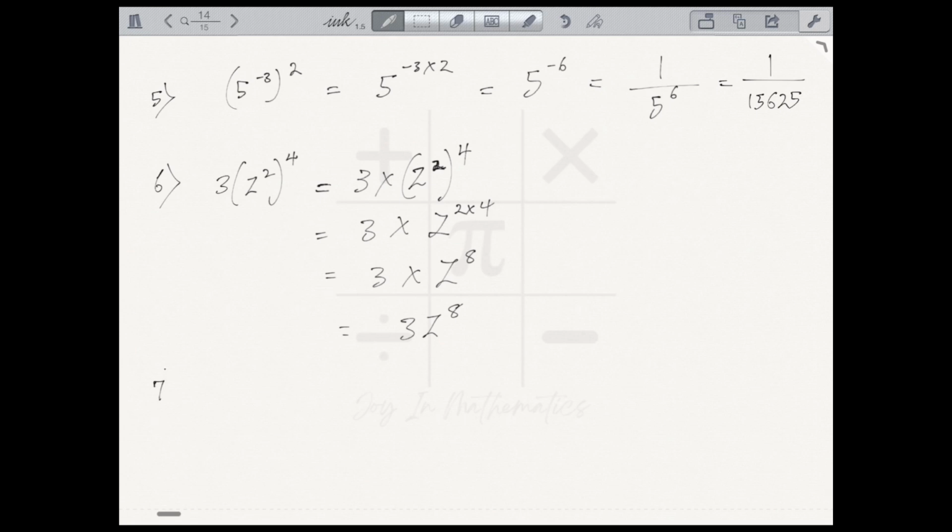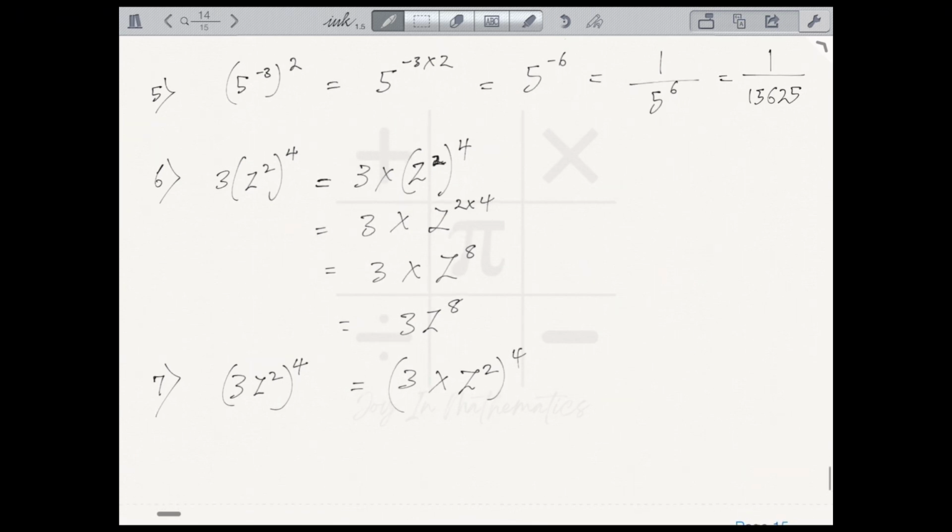Now, in the same vein, what if we have (3z squared) raised to the power of 4? We can see that in the previous question, 3 was not included in brackets, but here 3 is being coupled as an entity to be considered in the bracket. Now in this case we have 3 multiplied by z squared, all raised to the power of 4.